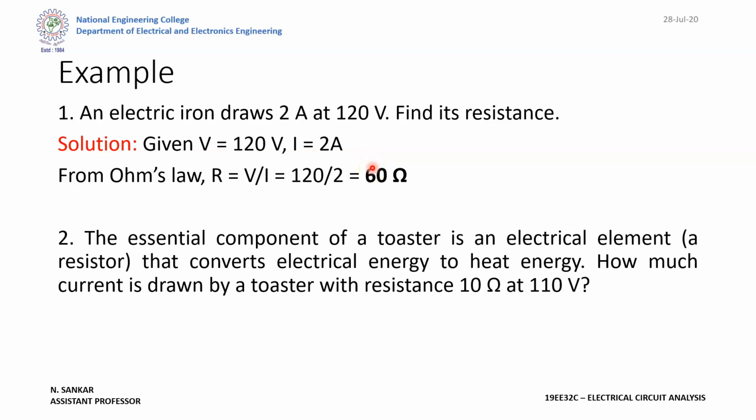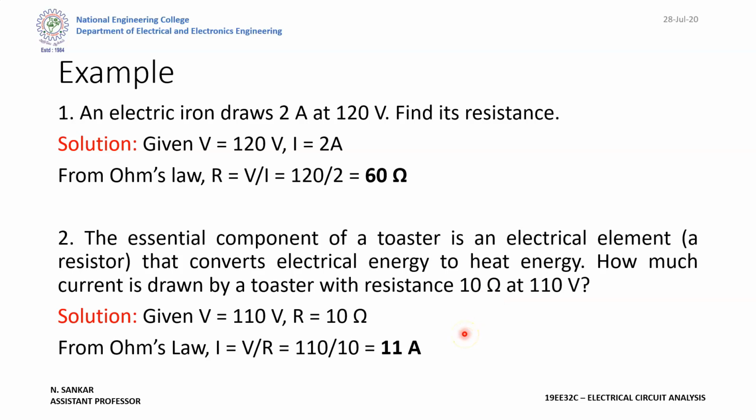Next one: the essential component of a toaster is an electrical element that converts electrical energy to heat energy. How much current is drawn by a toaster with resistance 10 ohm at 110 volt? Here they are just giving us a story about a bread toaster converting electrical energy to heat energy, so we don't need that. They have given the resistance of the toaster, R is equal to 10 ohm, and V is equal to 110 volt. They need the current I. So V is equal to IR, and we have to find the value of I. I is equal to V by R, that is 110 divided by 10, which will be equal to 11 ampere. So that is the answer.